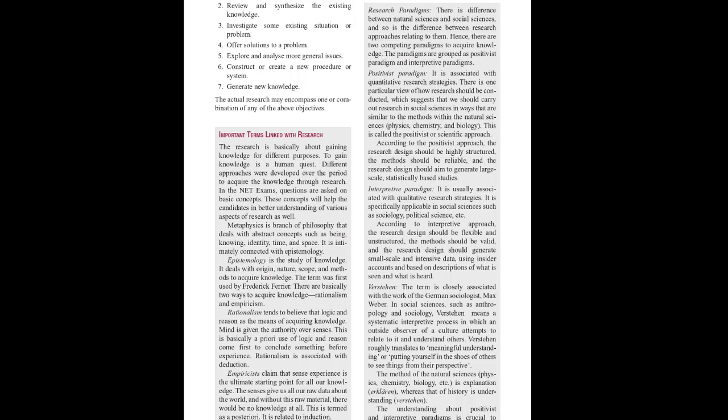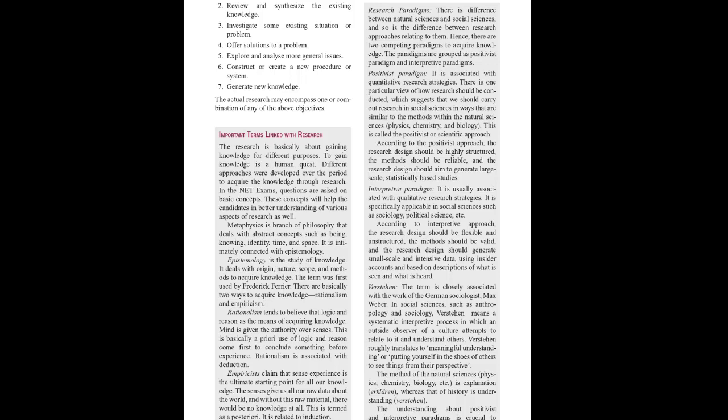Metaphysics is a branch of philosophy that deals with abstract concepts such as being, knowing, identity, time, and space. It is intimately connected with epistemology. Epistemology is the study of knowledge. It deals with origin, nature, scope, and methods to acquire knowledge. The term was first used by Frederick Ferrier. There are basically two ways to acquire knowledge: rationalism and empiricism.